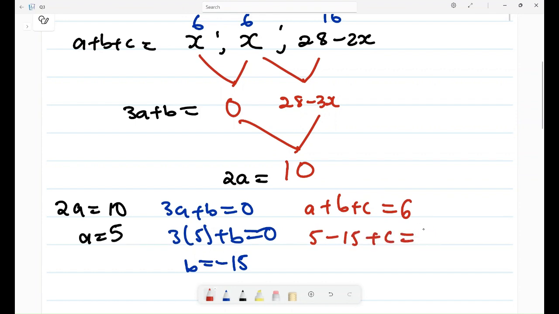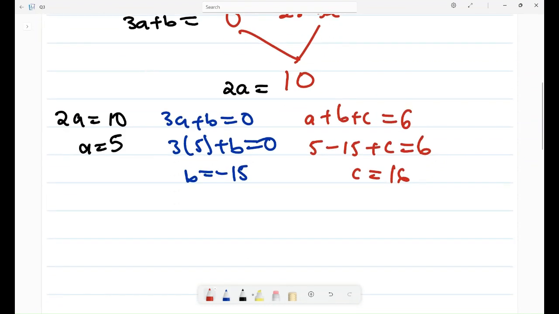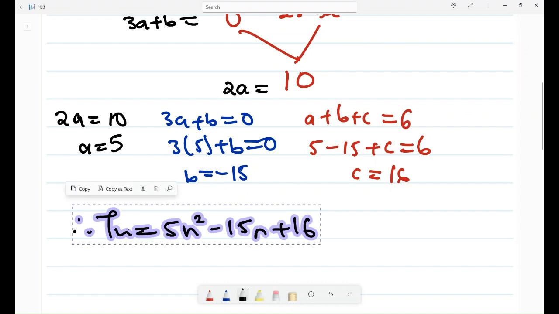It is equal to 6. Now 5 minus 15 is negative 10. Negative 10 to the other side, it is 16. Therefore, I can now conclude and say, therefore, Tn is 5n squared minus 15n plus 16, as wanted by the examiner to prove.